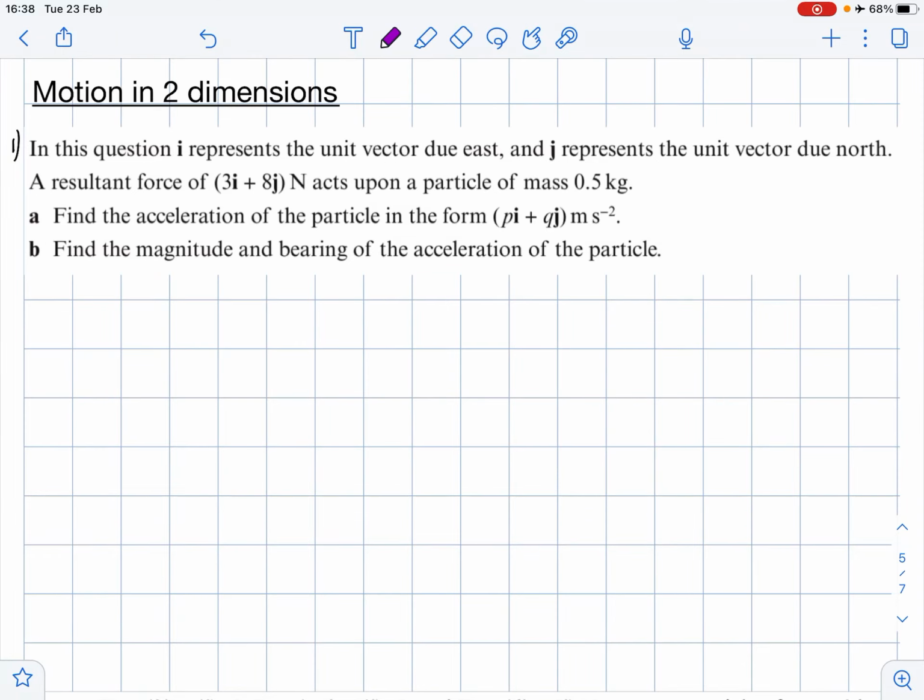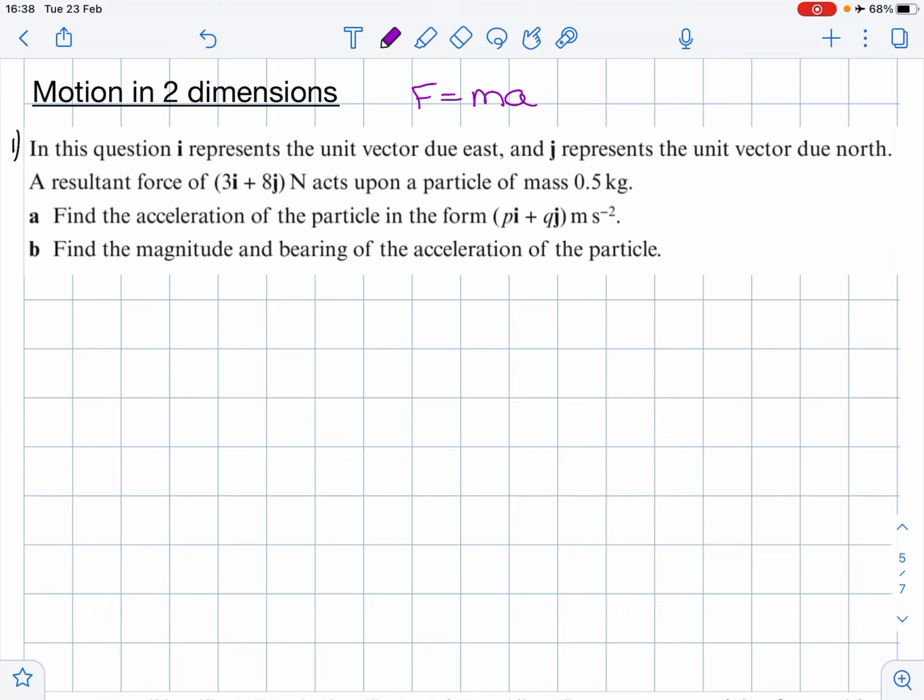Hello everyone. So we're going to continue with last lesson, Newton's second law of motion, which tells us that F is equal to mass times acceleration. But today we're going to look at how to use this formula in motion in two dimensions, where we are given vectors i and j. So let's have a look at a question together.